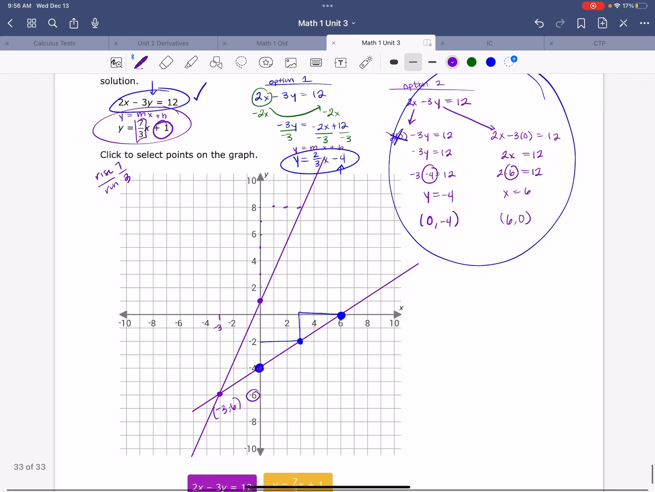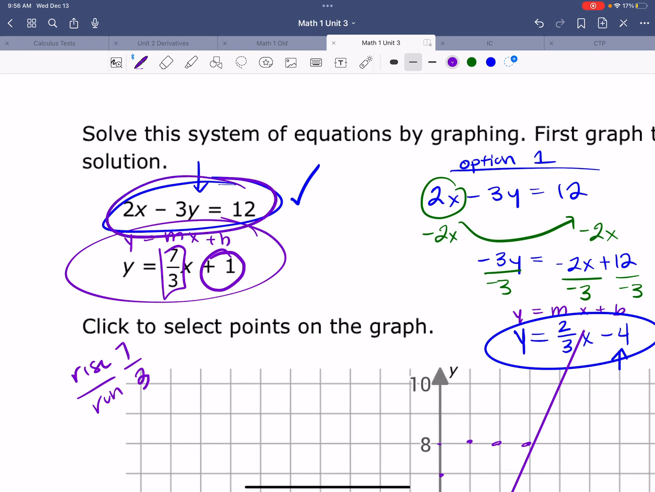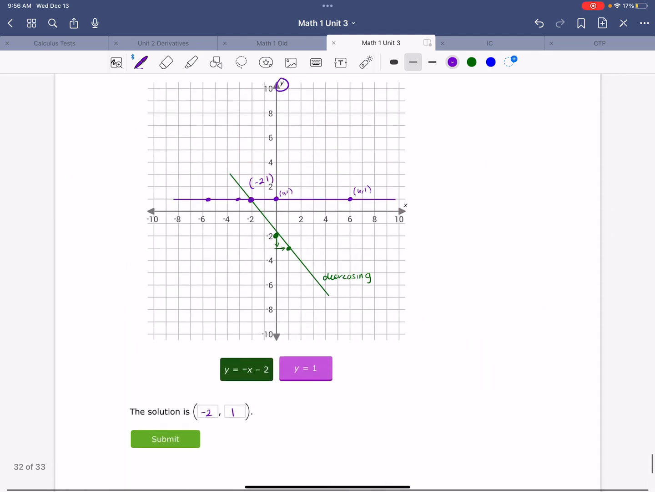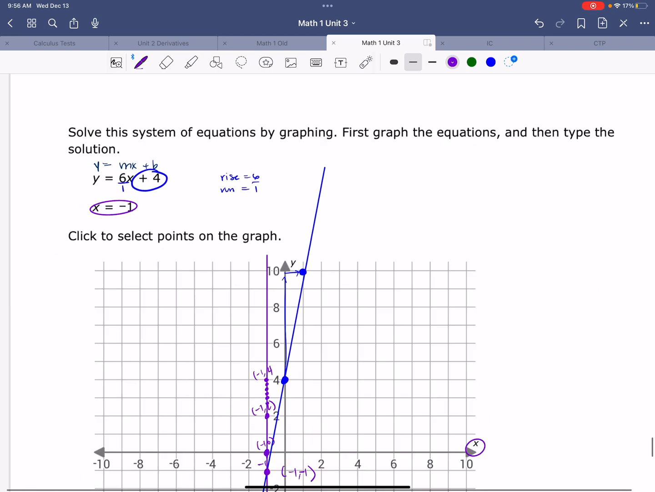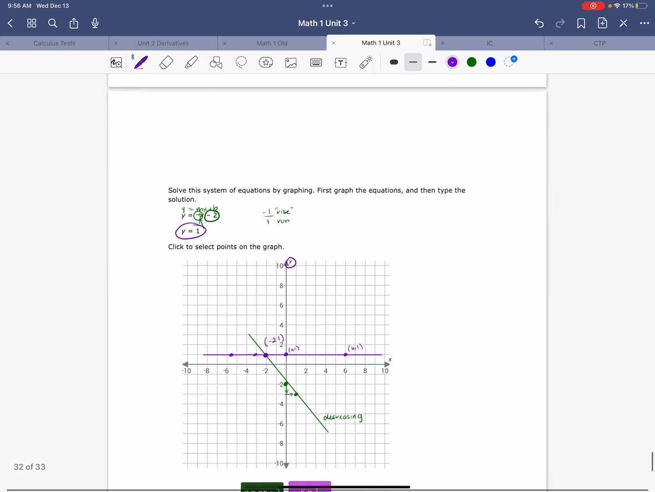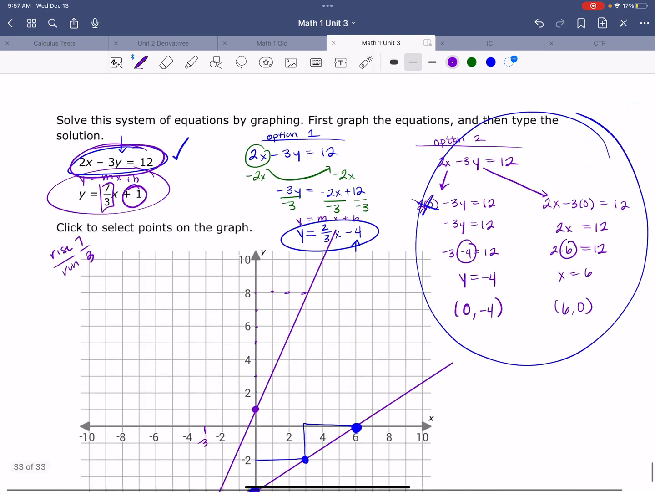I think the trickiest part of this IXL is figuring out what kind of equation, right? Do I have slope-intercept form? Do I have standard form? Do I have a horizontal line? Do I have a vertical line? But the strategies may differ. The final answer is always going to be where those lines intersect. The end.